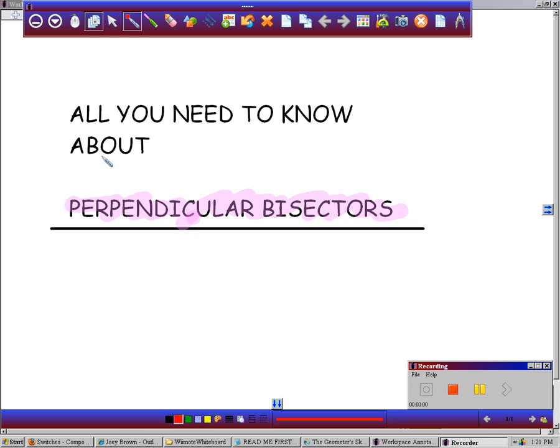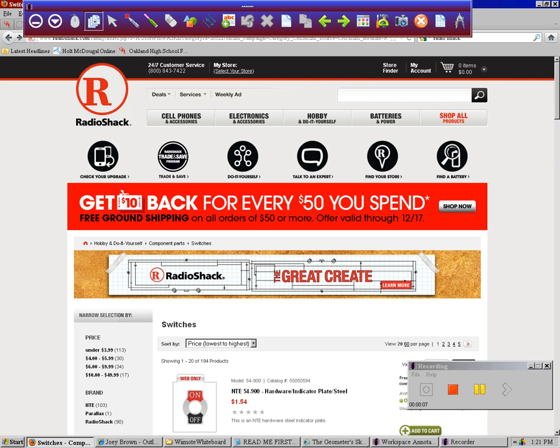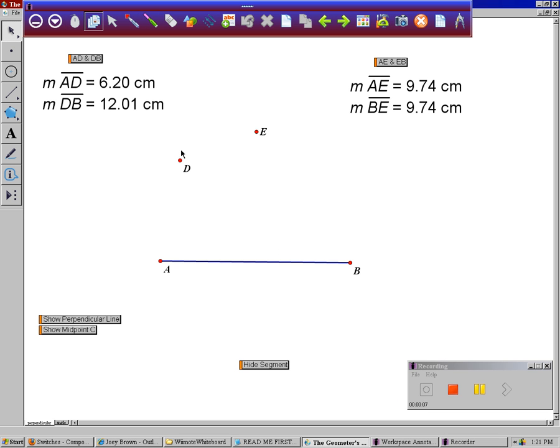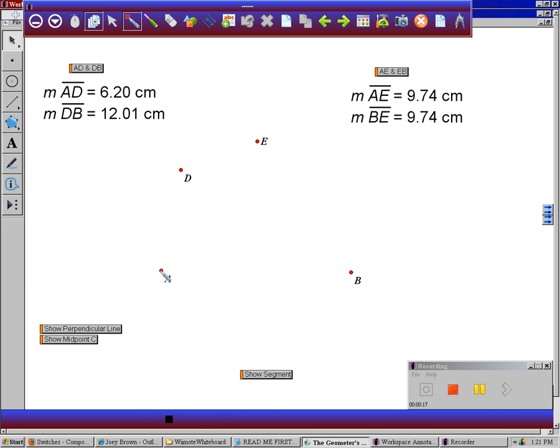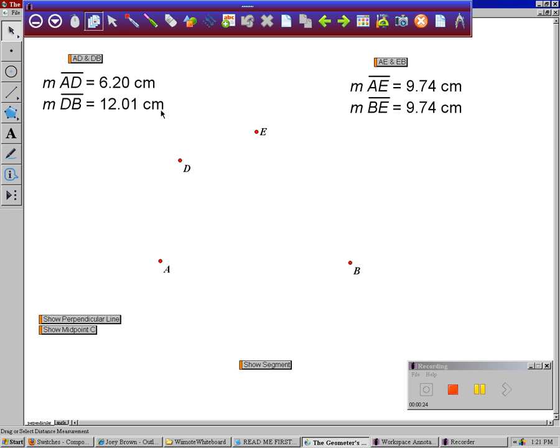In today's lesson, we're going to learn all you need to know about perpendicular bisectors. As we go through them, we will see that if you were to draw a segment, let's pretend that segment is there, you would draw a segment from A to B, and now we have drawn a segment. If I were going to do that digitally, it would look exactly like that.